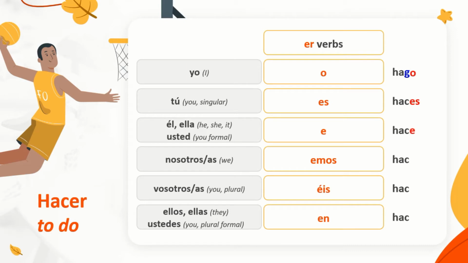Hace. We do. Hacemos. You all do. Hacéis. They do, or you plural do for ustedes. Hacen. Let's do that again. Escucha y repite. Hago. Haces. Hace. Hacemos. Hacéis. Hacen. Fantástico!